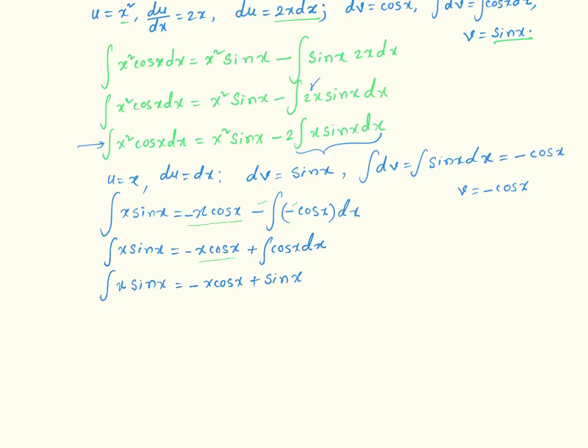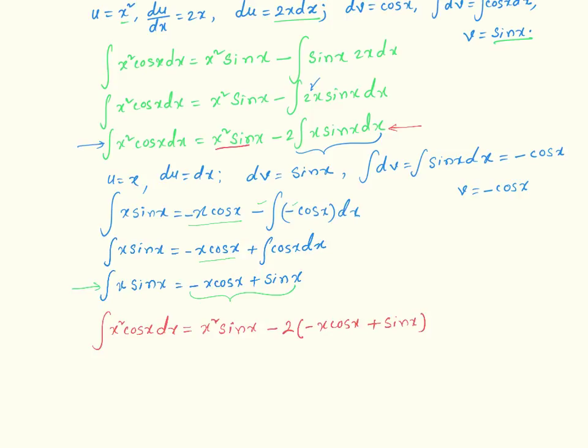So what I'm going to do, I'm going to take this value for integral x sine of x, and plug it in right here. Then I'm going to get my integral x square cosine of x dx. So my integral x square cosine of x dx becomes x square sine of x minus 2 times the integral of x sine of x, which is negative x cosine of x plus sine of x.